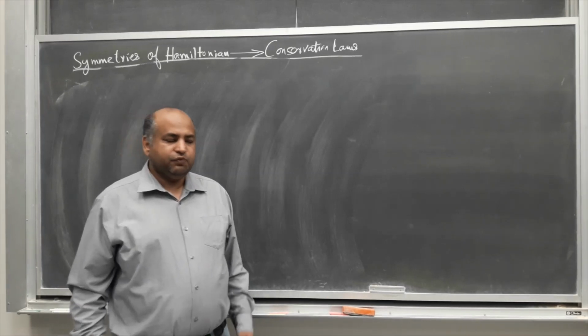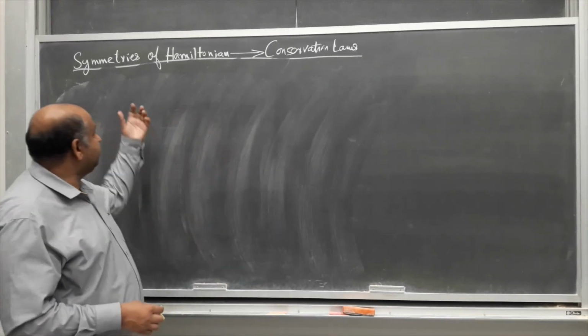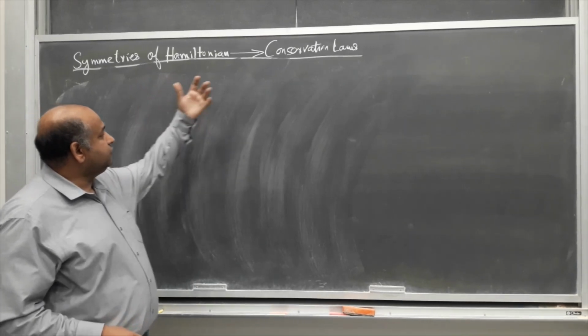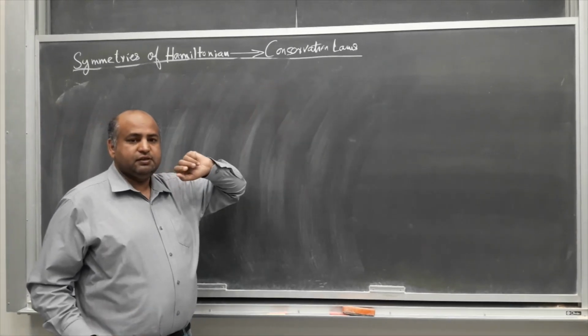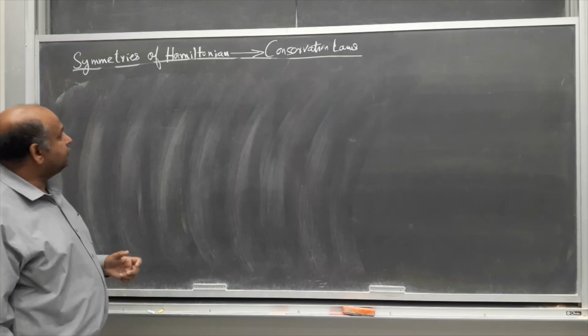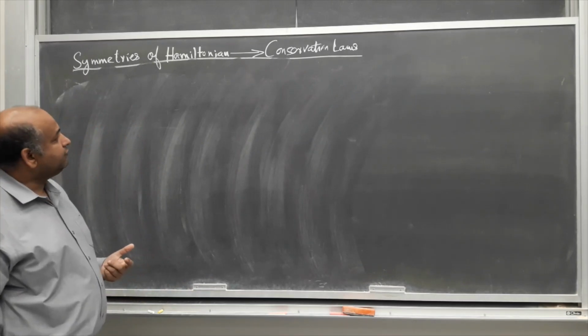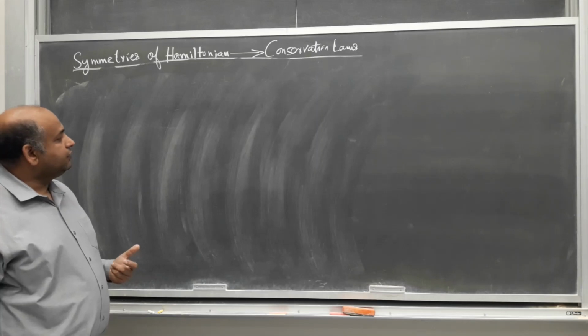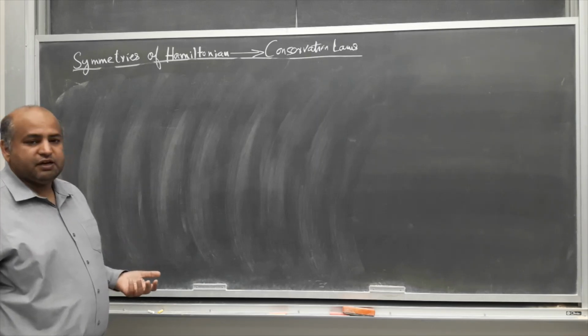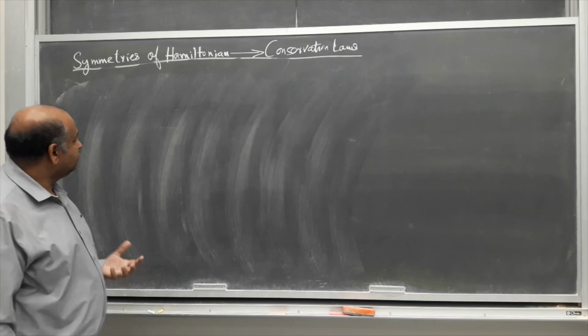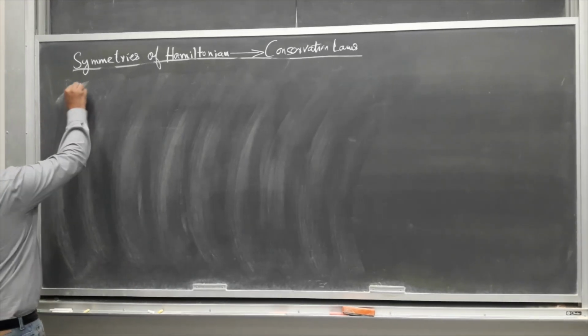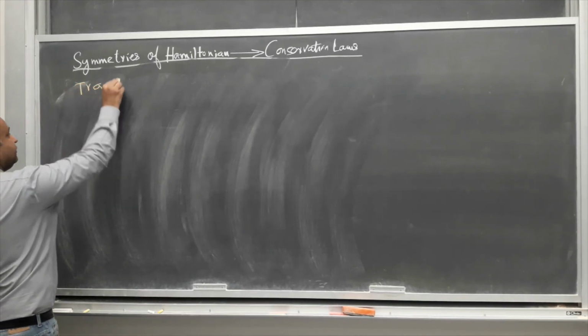In this video, we will discuss the role of symmetries of a Hamiltonian in generating different conservation laws. Particularly, we will look at the translational symmetry and the rotational symmetry and the conservation laws that exist because of these two symmetries. So let's begin with the translational symmetry.